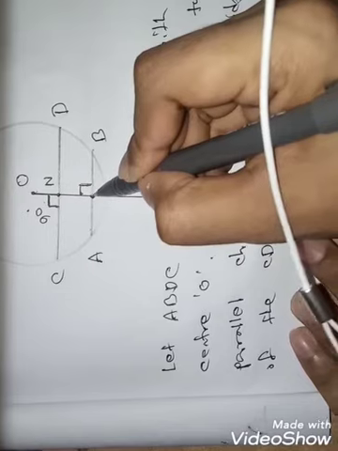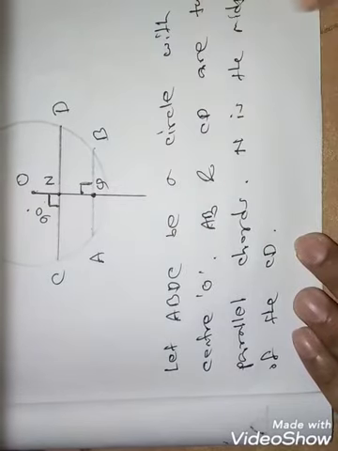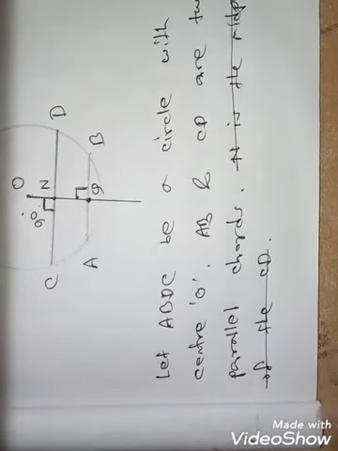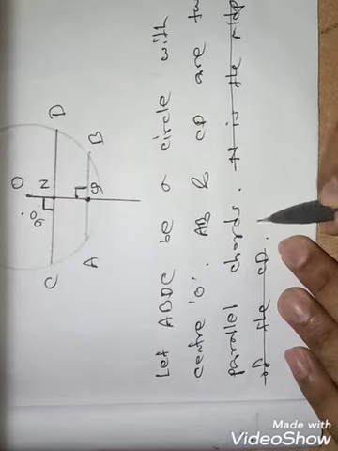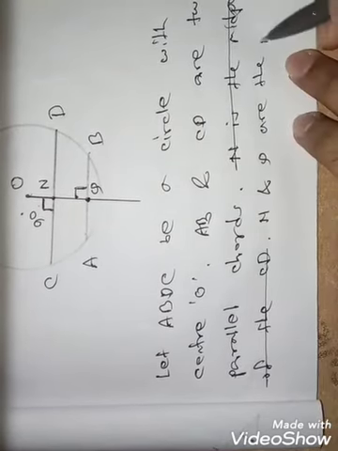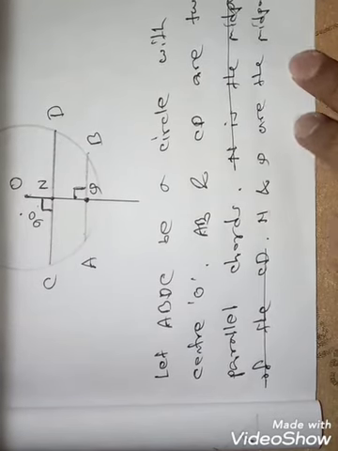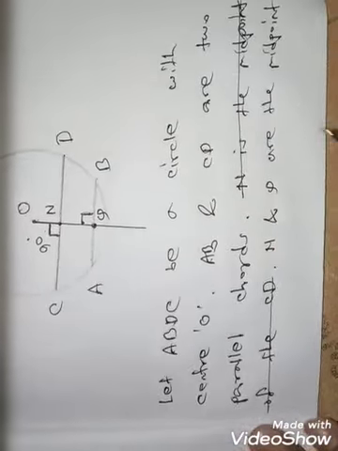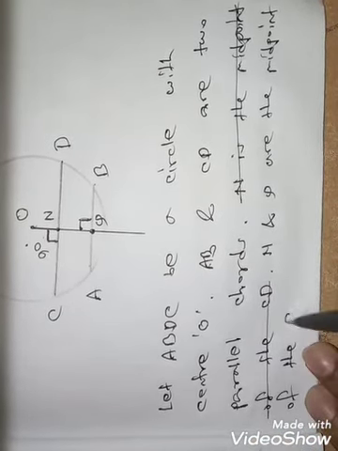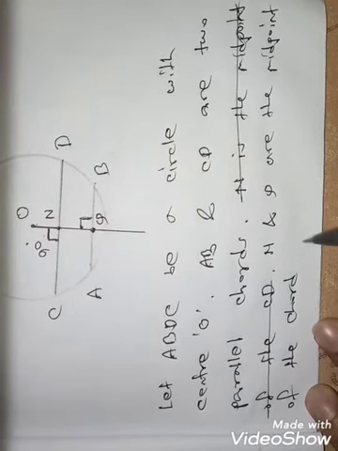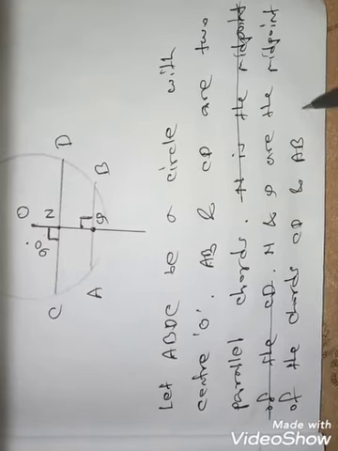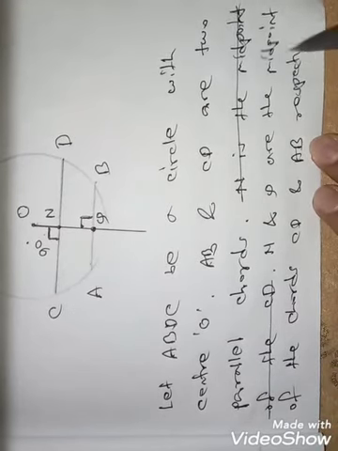Let's name this point Q, and I am changing this line a bit. N and Q are the midpoints of the chords CD and AB respectively.